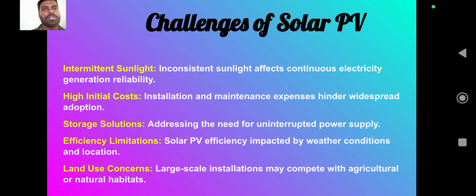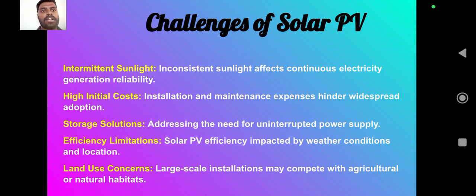And challenges of solar PV. Intermittent sunlight. Inconsistent sunlight affects the electricity generation reliability. An example is when there is a rainy season, the sunlight is not available to that amount when compared to the summer season, right? So the electricity is not generated to that extent. That's the meaning of this statement.